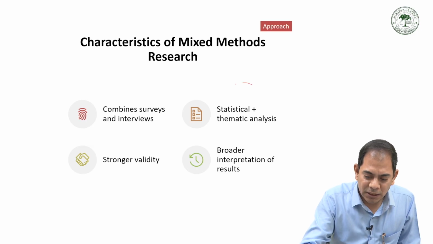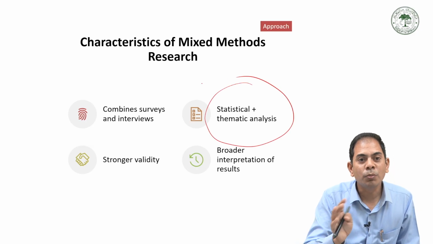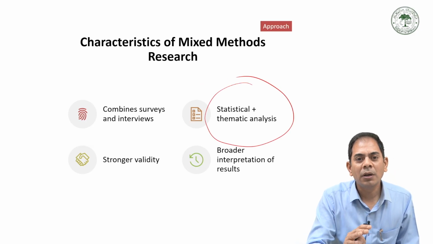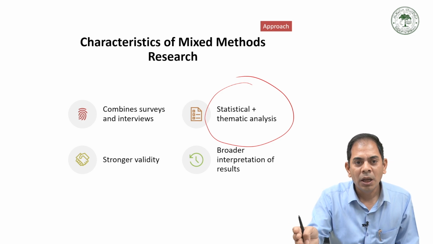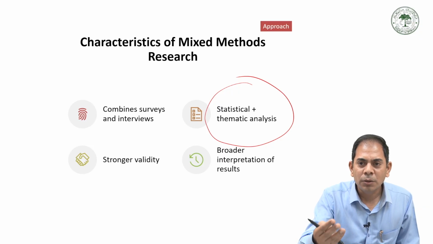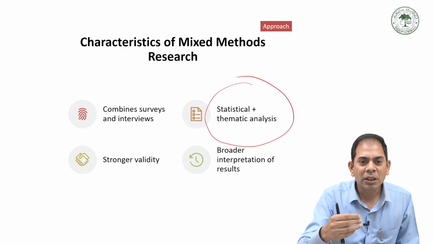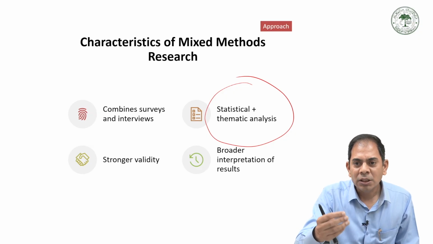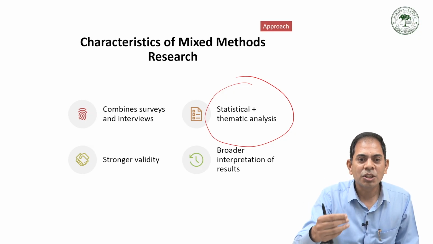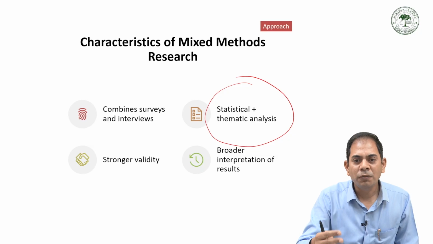Next is statistical plus thematic analysis. In mixed method research, two types of analysis are generally used. First, statistical analysis is applied for the numerical data, such as percentage, t-test or ANOVA. Thematic analysis is generally used for descriptive data, where the researchers identify the common ideas, themes and patterns from the interviews and observations.